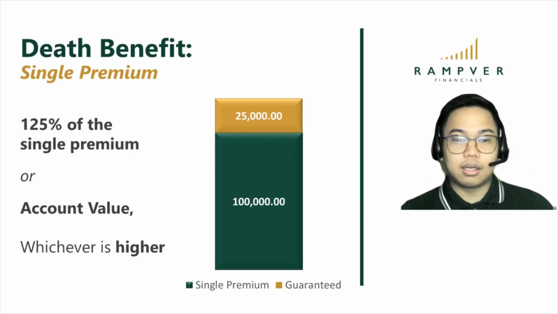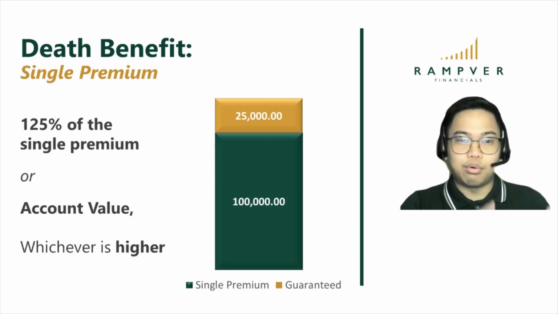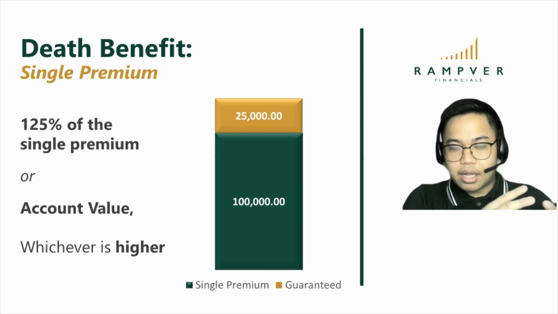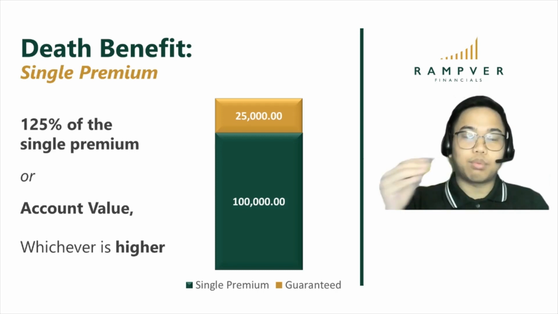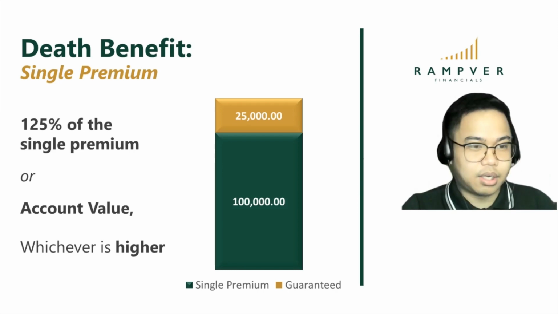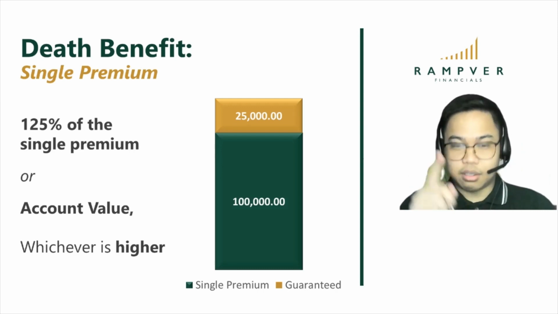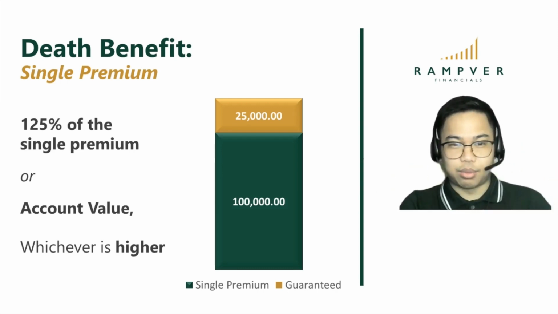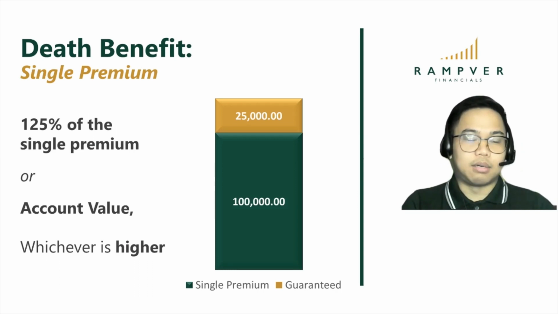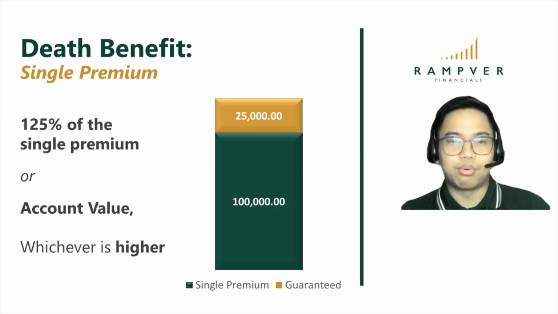However, if the account value is higher, okay? Because the focus is more on the investment potential. If the investment, or the current market value, is more than 125,000, let's say it's 150,000 after a few years, then what will be given to the family is the 150,000, not the 125. Because, as you can see, it's either 125% of the single premium or the account value, whichever is higher. So please remember that.